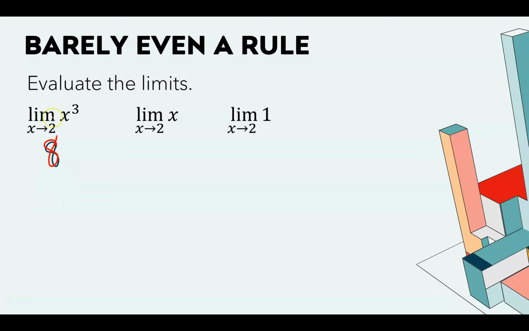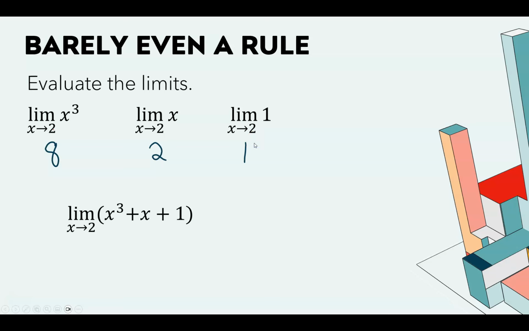Do I have this animated? I do. Okay, so I don't have to do that. Cool. Likewise, as we choose numbers closer and closer to 2, 1.9, 1.99, 1.999, well, x turns into numbers closer and closer to 2. That's easy. And even easier is the limit as x approaches 2 of a constant. When we put in 1.9, we get 1. 1.99, we get 1. 1.999, we get 1.